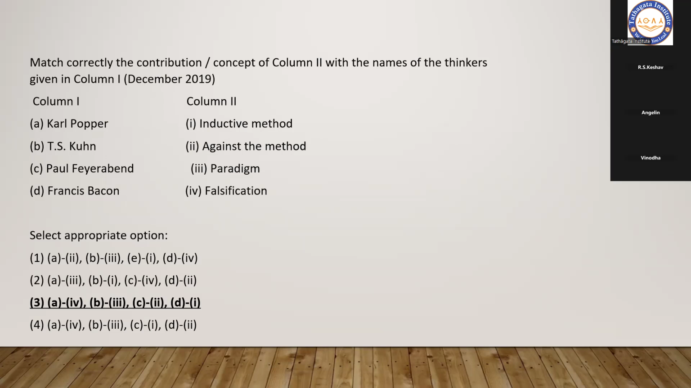These are a couple of people who contributed to the concept of research. We have the answer: Karl Popper is falsification. T.S. Kuhn is paradigm. Paul Feyerabend is against the method. Francis Bacon is inductive method. We have inductive method and deductive method also, which will be dealt with later.